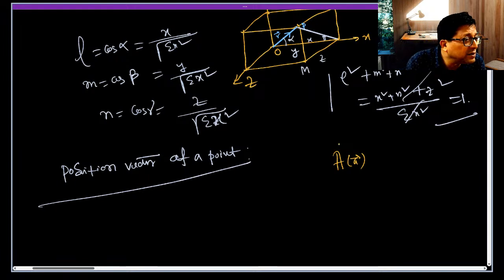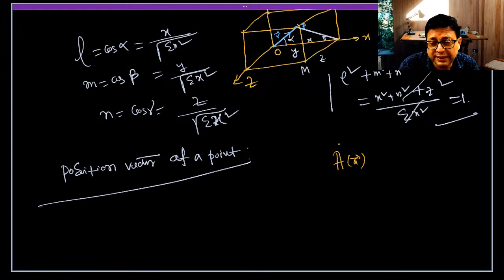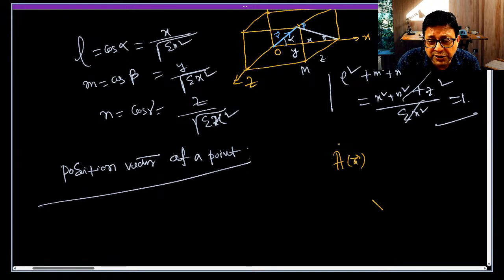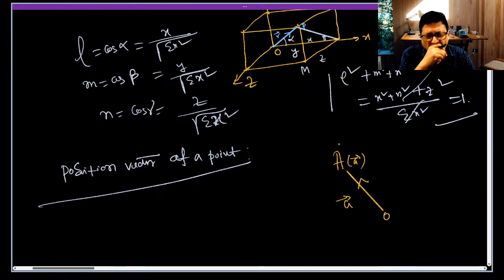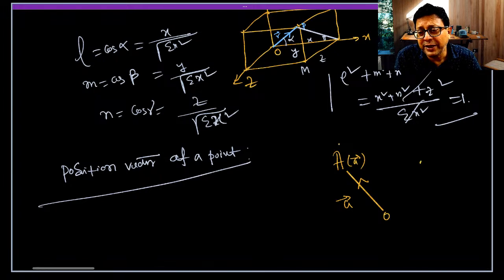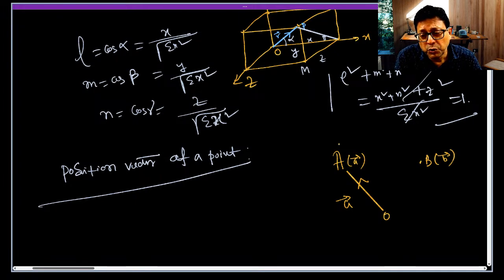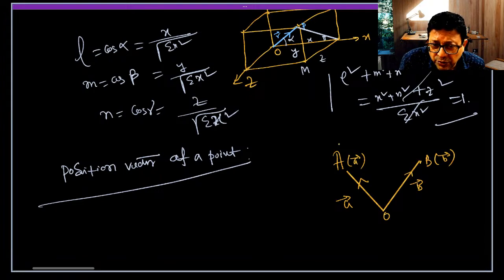Let A be a given point whose position vector is a. What do you mean? There is an origin. Origin to A, if you join, this will be vector a. Is it clear? If the position vector of the point A is a, then OA has to be a vector. There will be another point B whose position vector is b. What is the meaning? That OB equals b.